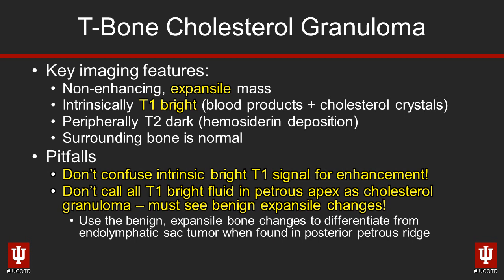In fact, you can use it to try to narrow down your differential diagnosis of a T1 bright posterior petrous ridge lesion, such as an endolymphatic sac tumor, because those will have much more aggressive bone changes, maybe even some eggshell calcification associated with them. But this has very characteristic benign, circumscribed, expansile bone changes, really the take-home point in this case.